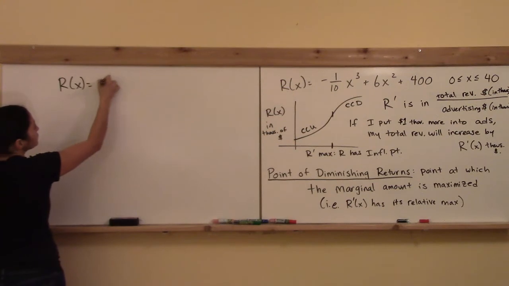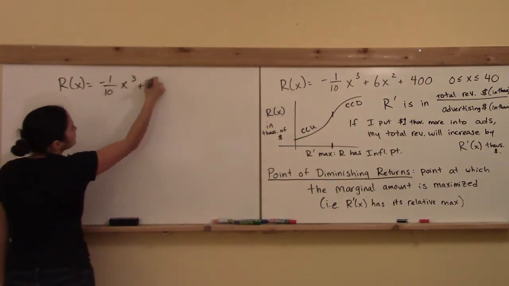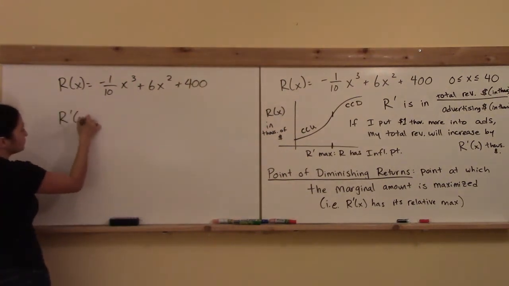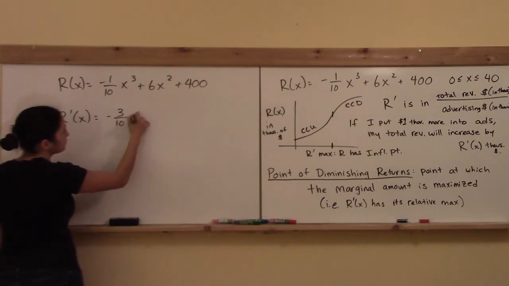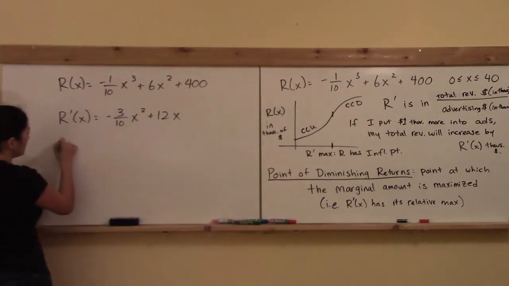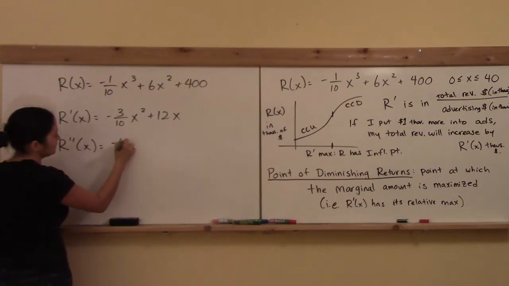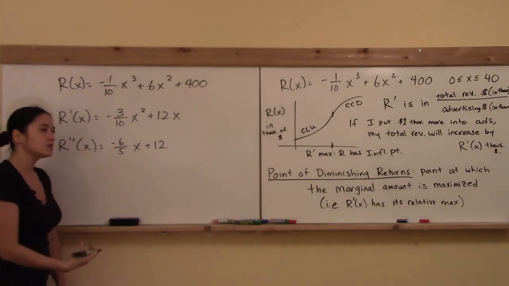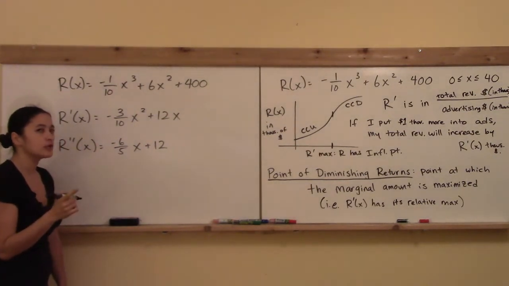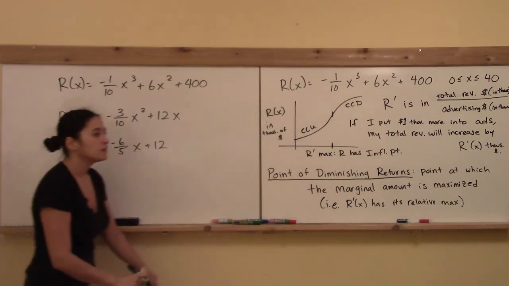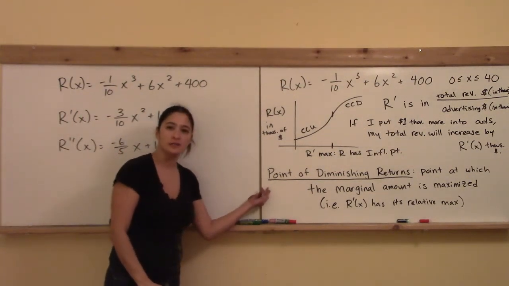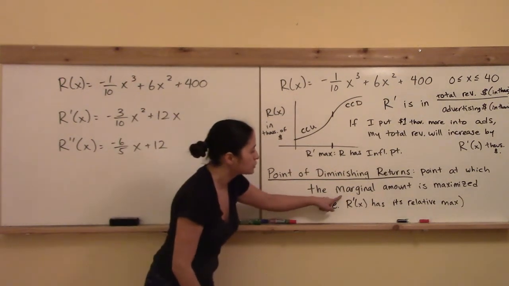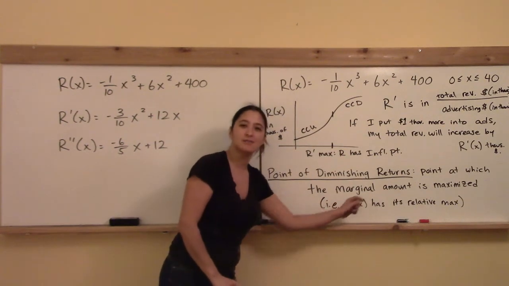So r of x, I'll just rewrite it right here, is this cubic function. And so we need to set its second derivative equal to 0. So first we'll take its first derivative, just like this. And then we'll take its second derivative, just like this. And then when we've got its second derivative right here, we're going to set that equal to 0 because we know that those are the candidates for inflection points. The point of diminishing returns is going to be an inflection point by definition because it's a place at which the marginal or derivative quantity has its maximum.